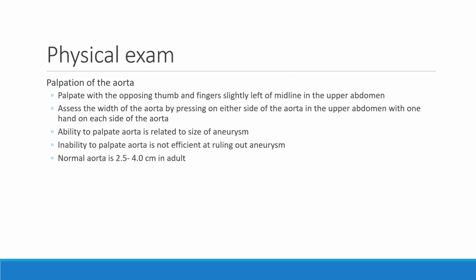The next area you'll want to palpate is the aorta. So you're going to palpate with the opposing thumb and finger slightly left of midline in the upper abdomen. And there's a nice photo in your text of this. Assess the width of the aorta by pressing on either side of the aorta in the upper abdomen with one hand on each side of the aorta. Ability to palpate the aorta is related to size of aneurysm, and inability to palpate the aorta is not efficient at ruling out an aneurysm. Normal aorta is 2.5 to 4 centimeters in an adult.